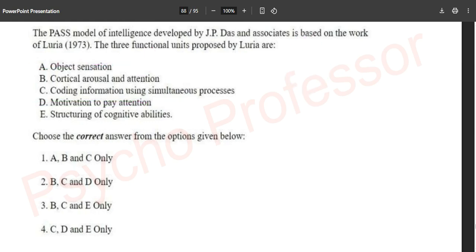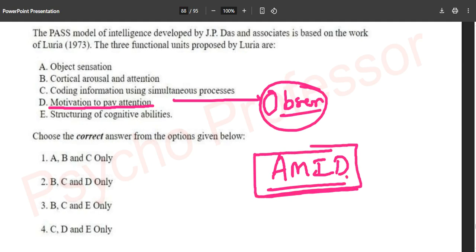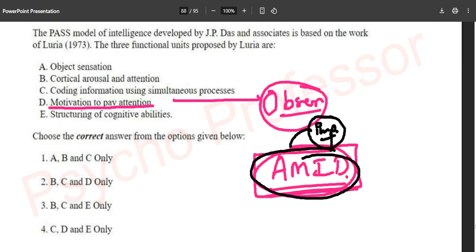These two topics, you will study when we have studied about your observational learning or vicarious learning. Okay, the mnemonic I have shared with you: AMID, attention, motivation, imitation, desire. Attention, memory, imitation, desire, all those things are very important, and one of the questions was also from this particular theory in this December 2024 paper. Okay, so motivation to pay attention has nothing to do with the PASS model of intelligence. So option number D will easily get eliminated.